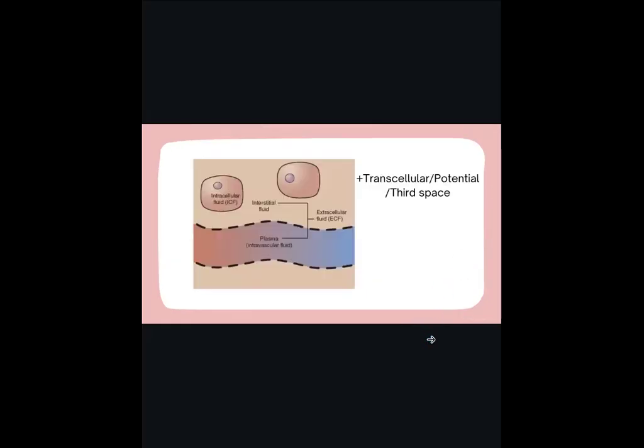Okay. There are different spaces where fluid can exist. We have the intracellular space, and then the extracellular fluid is divided into the interstitial fluid, which is outside the blood vessels, and the plasma, which is in the intravascular space. And there's also the transcellular, slash potential, slash third space. So let's talk a little bit about these things.